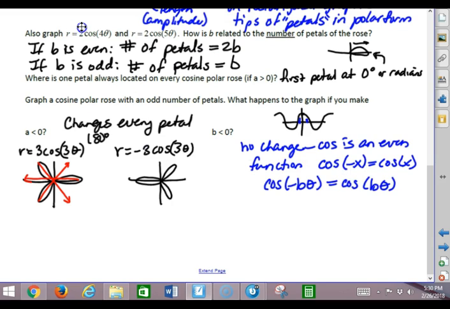Okay, in the second part of the polar roses video, we're going to look at sine graphs. And sines are very similar to cosines, but they just have one little extra difficulty that the cosine graphs don't have.